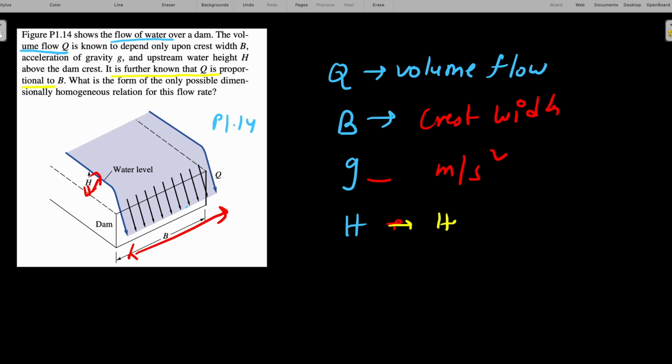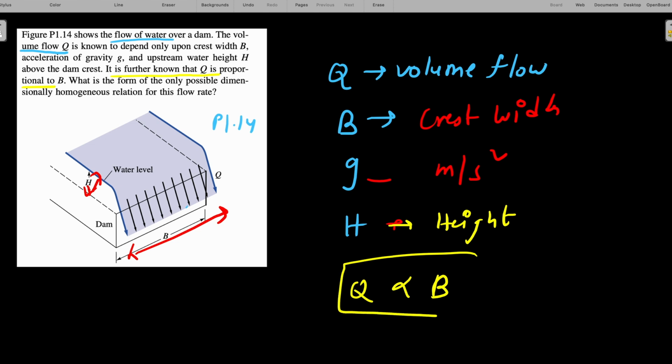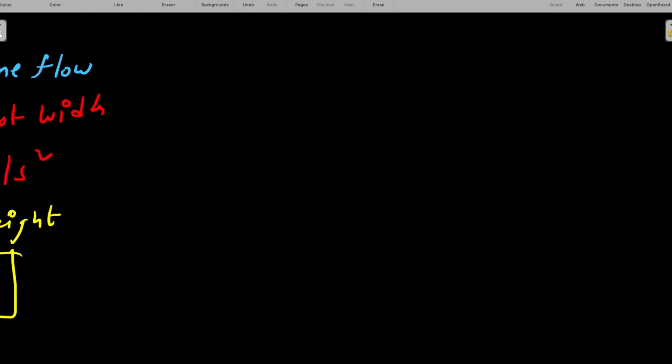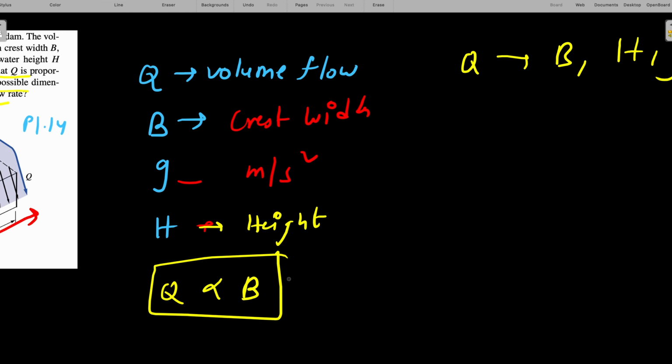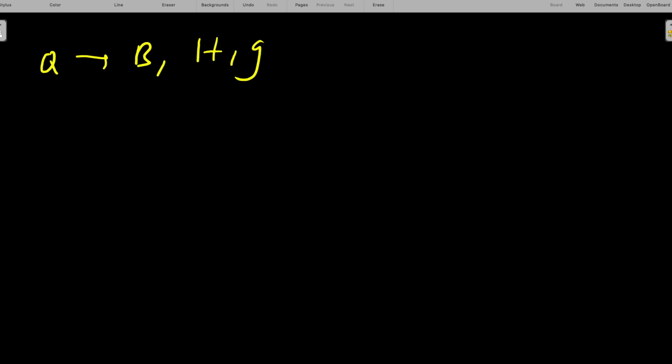Okay, this is the height, and they have given Q is proportional to b. They have given a relation. What is the form of the only possible dimensionally homogeneous relation for this flow rate? So basically, they are saying Q is somehow related to b, H, and g, and we don't know how it is related, but they have given a clue here that Q is proportional to b.